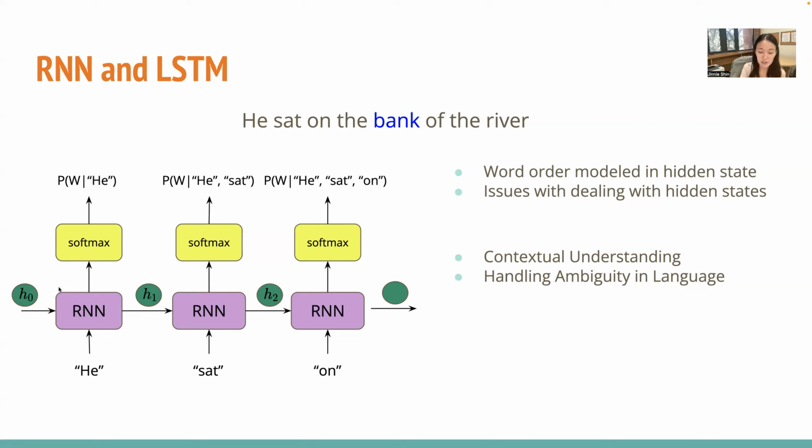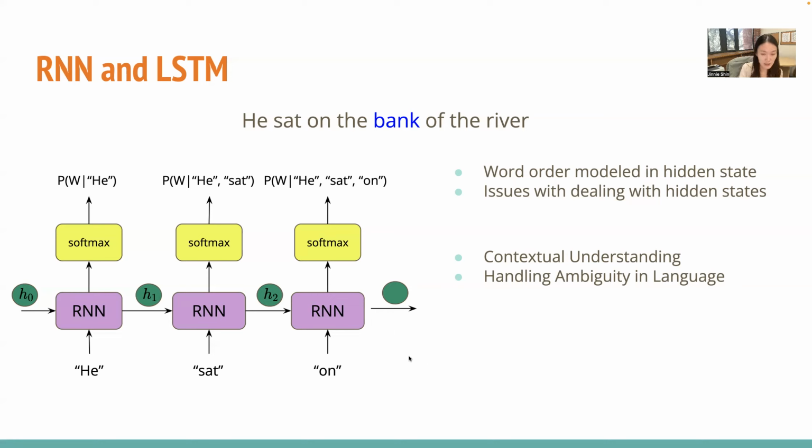So the hidden state's role in contextual understanding is very profound. It allows the model to interpret each word in the context of the words that come before it, which is essential for understanding the meaning of sentences, especially those with complex structure or ambiguous terms. Let's consider the earlier example: He sat on the bank of the river. And if you remember the other sentence, the pilot had to bank the airplane. The hidden state helps the model to discern the word bank from the other uses of bank.